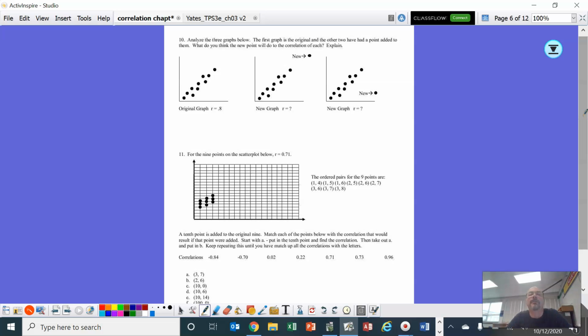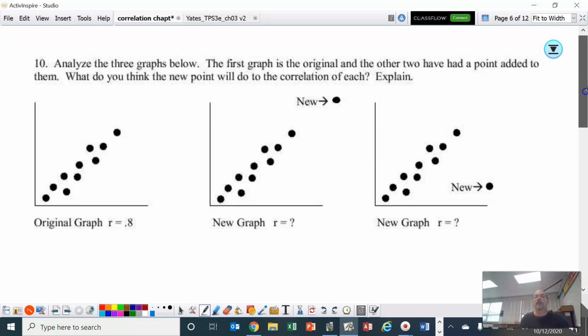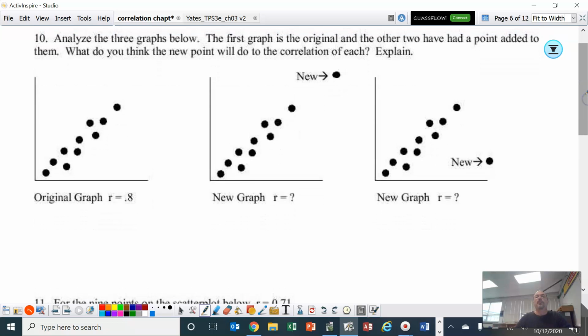Analyze the 3 graphs below. The first graph is the original, and the other 2 have had a point added to them. Okay, let me blow this up a little bit bigger. So what do you think the new point will do to the correlation of each?